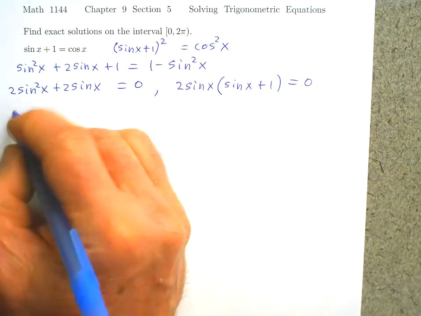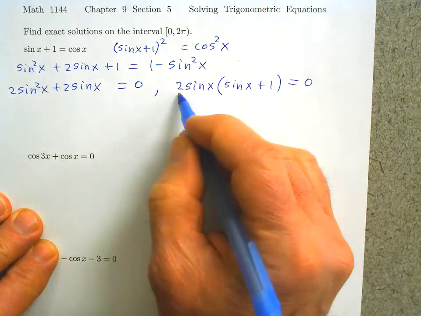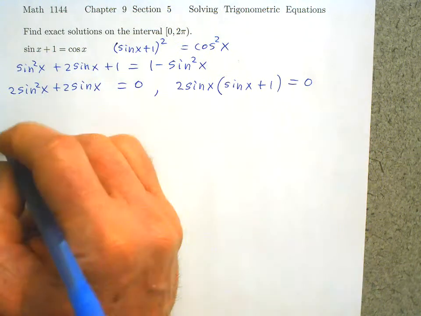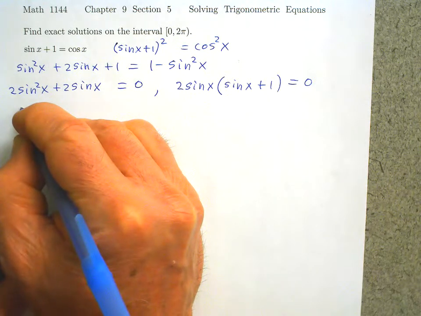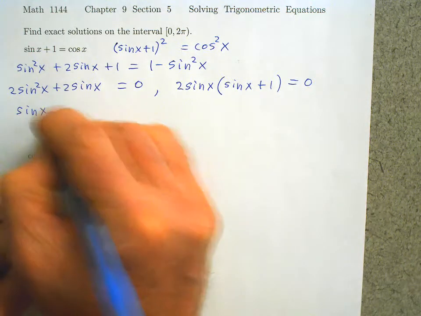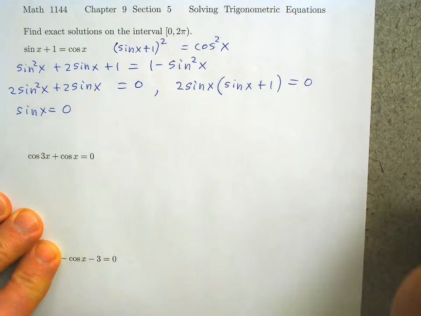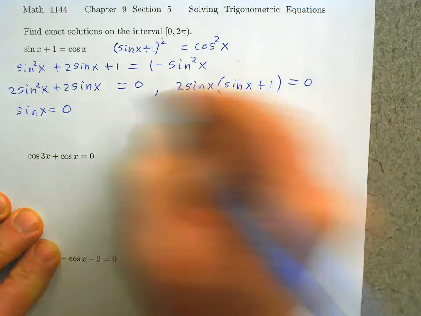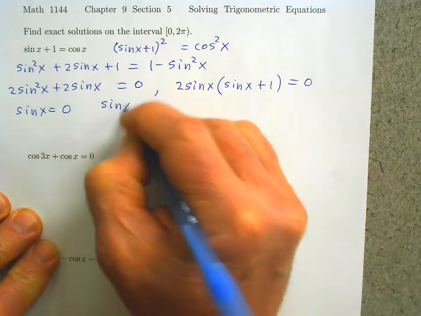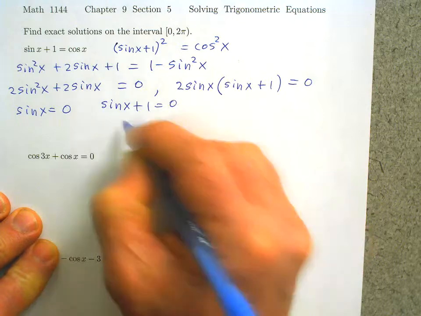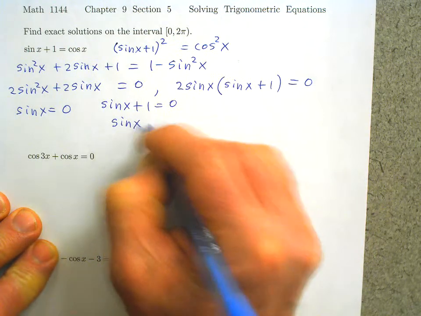Okay, then set the factors equal to 0. If 2 times sine of x is 0, then divide both sides by 2, and I get sine of x equals 0. And set the other factor equal to 0. Sine of x plus 1 equals 0. Sine of x equals negative 1.